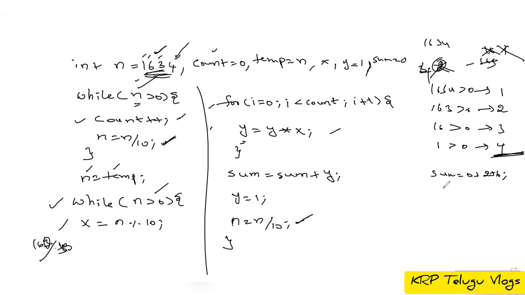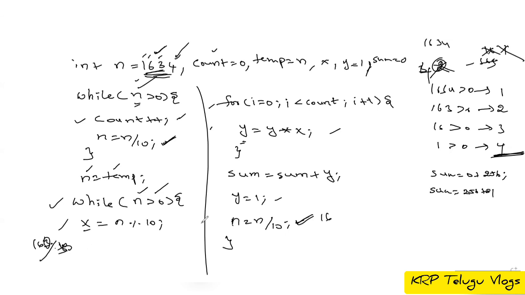So sum is equal to sum plus y. Sum is equal to 256 plus 81. Is that clear? Yes, sir. Next, again y is equal to 1, n is equal to n divided by 10. What is the n value? The n value is 16. Again 16 is greater than 0. x equal to n mod 10. What is the x value?